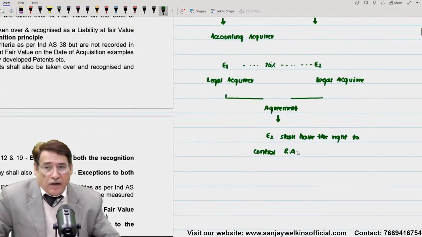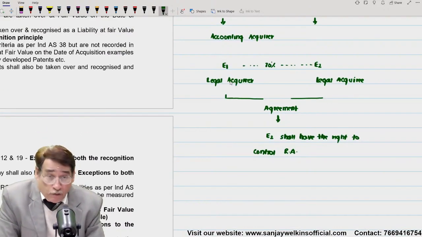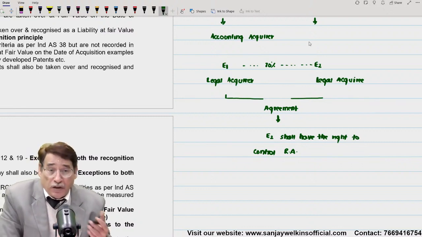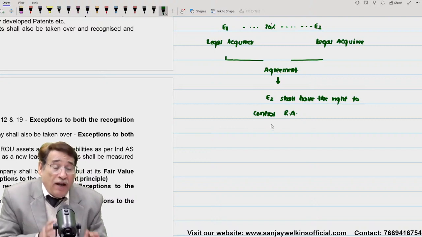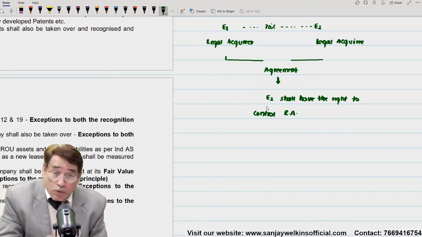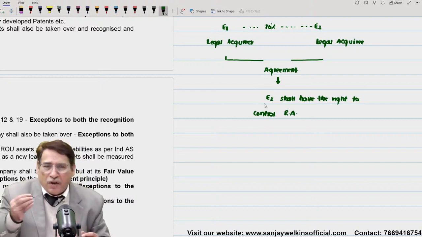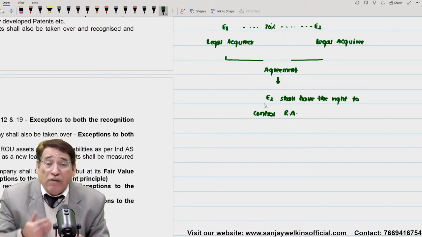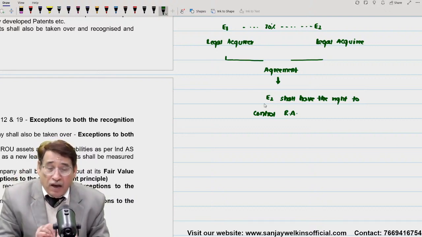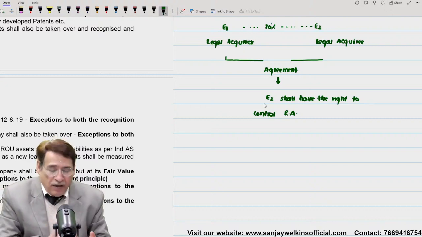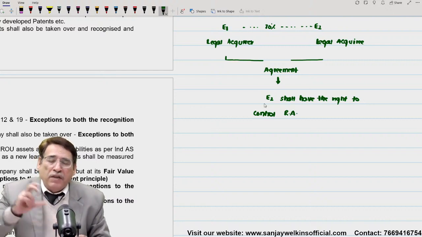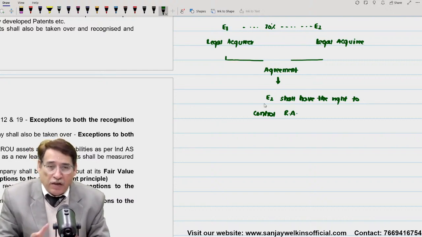Now, in this particular case, even though E1 is the legal acquirer because it has the majority stake, and E2 is the legal acquiree, if I ask you who is going to be the accounting acquirer? Accounting acquirer will be E2. So, in simple words, sometimes under rare situations, the legal acquiree may be the accounting acquirer. If such a situation takes place, we call it a case of reverse acquisition. That is what I was trying to tell you earlier. We have kept a separate section for the same, wherein we are going to do some case studies with respect to such situations.